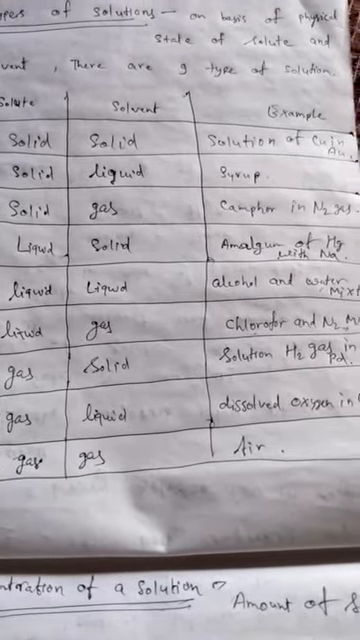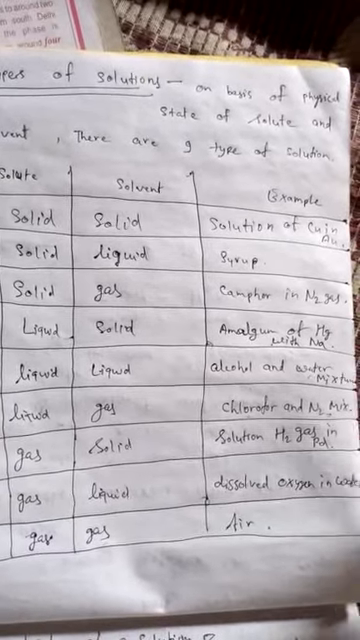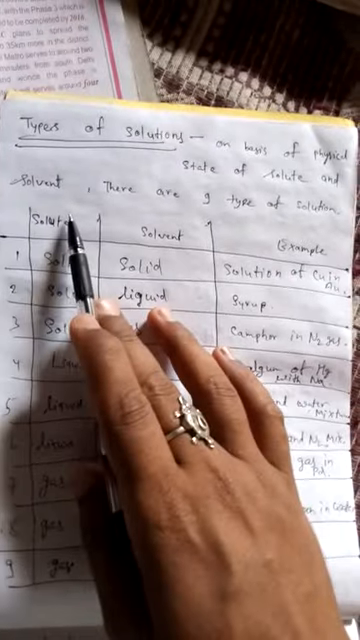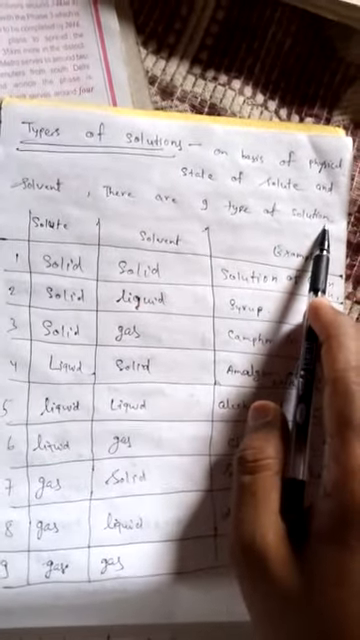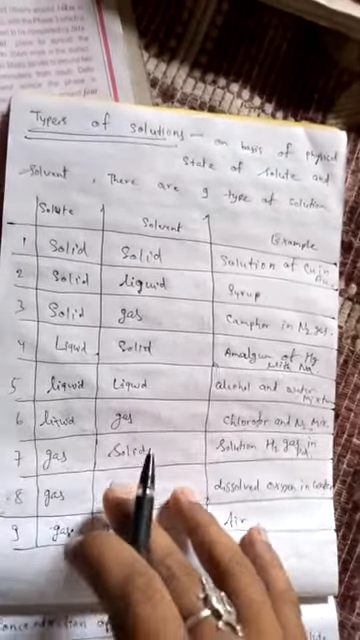Now we come on our topic. Dear student, as you know that matter have three states: solid, liquid and gas. On the basis of physical state of solute and solvent, there are 9 types of solution. As you know, solute and solvent both may exist in 3 phases. These 3 phases of solute and solvent makes 9 type of solution, which are as follow.